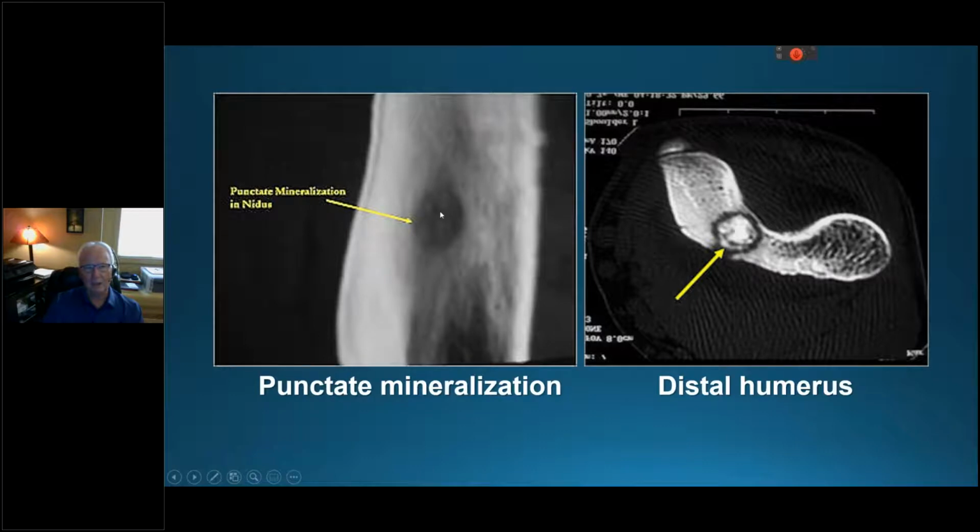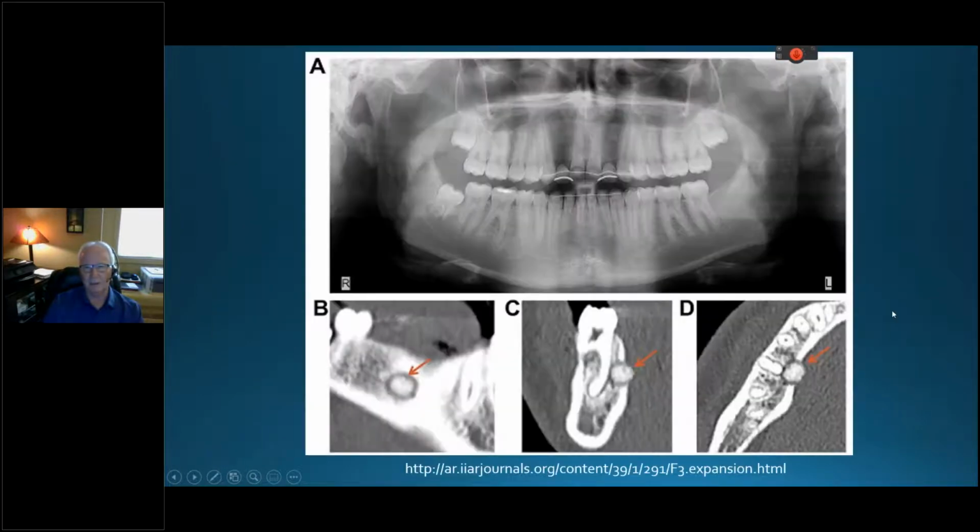You can see within this bone, this is a long bone, a radiolucency with little punctate opacities within it, so little areas of mineralization. Here's another one in the distal humerus. Sometimes they will actually resorb or remodel the cortical bone around them, but they have this kind of appearance of opacity and radiolucency.